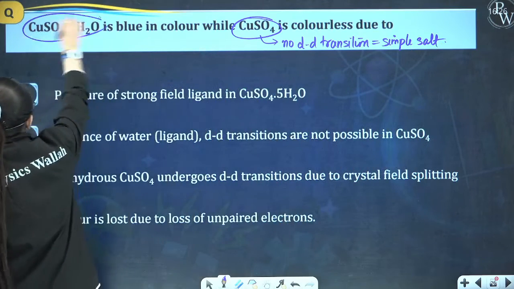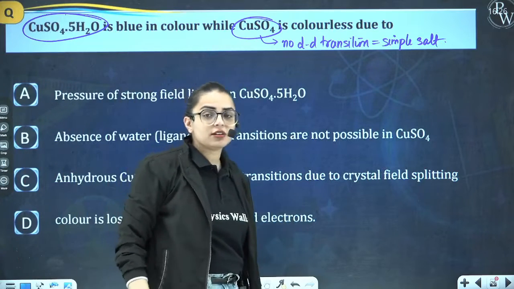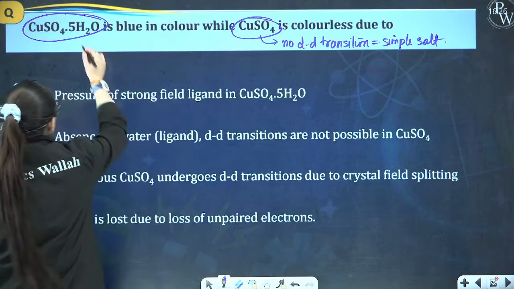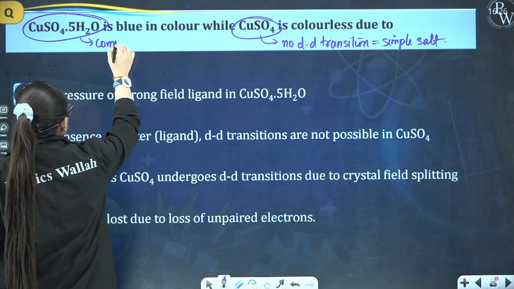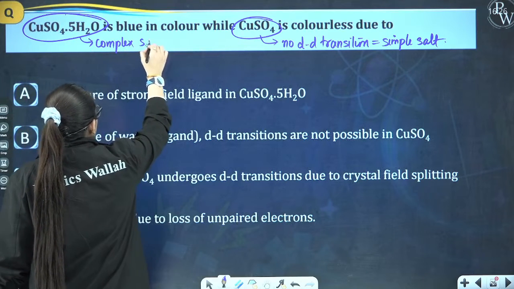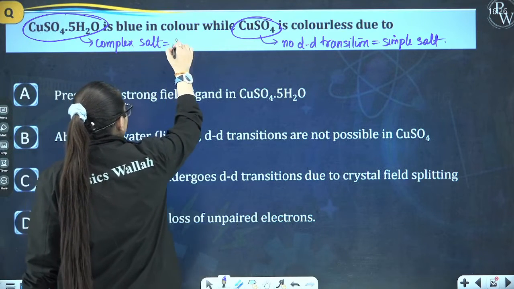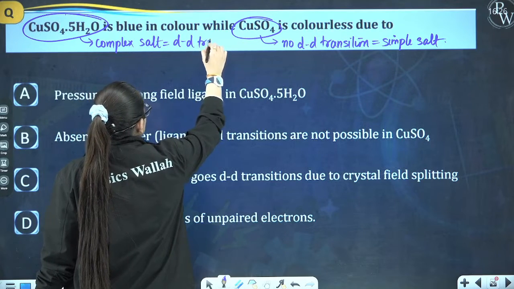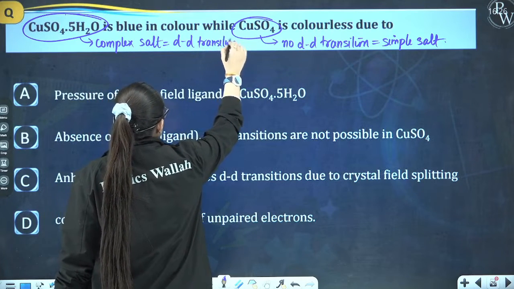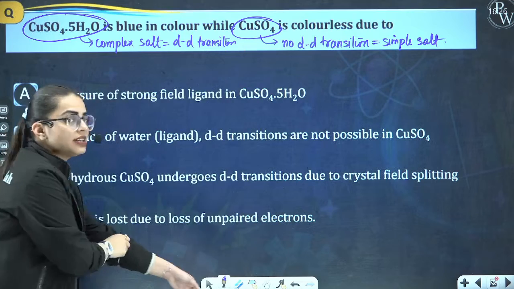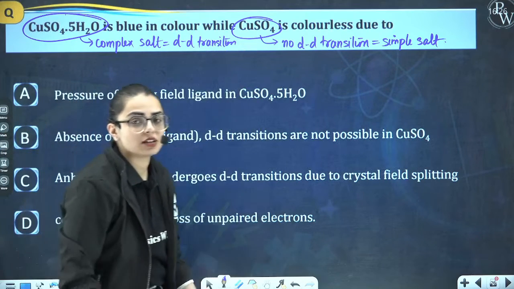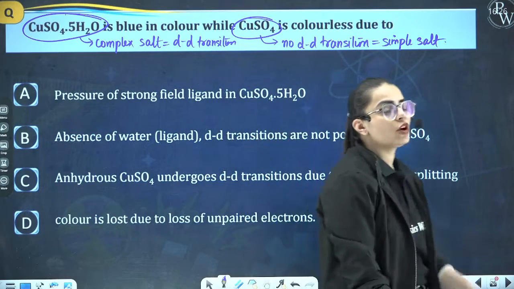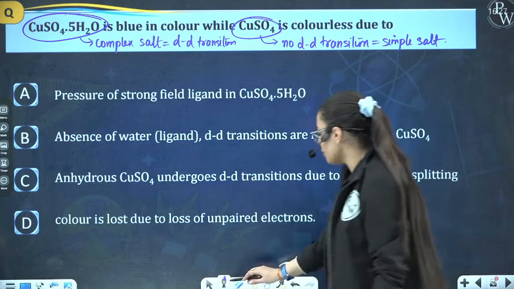Now if I talk about CuSO4.5H2O, basically students, it is not a simple salt, it is a complex salt, or a coordination compound. Now if it is a complex salt, it will show d-d transition. It will exhibit d-d transition. Now if it is exhibiting d-d transition, that means I can say it has a color. In which kind of color? Blue color. So what is the responsible phenomenon? The ligand water.